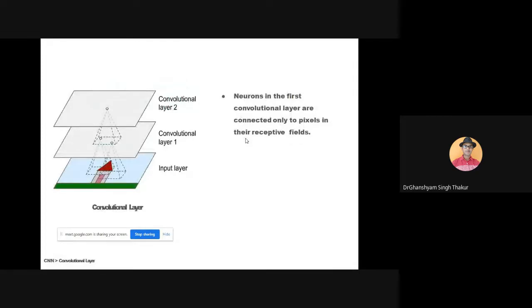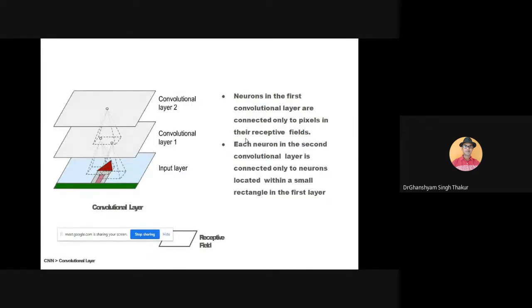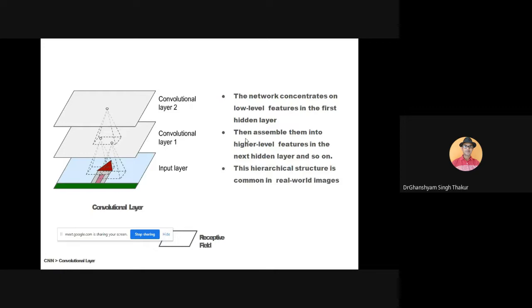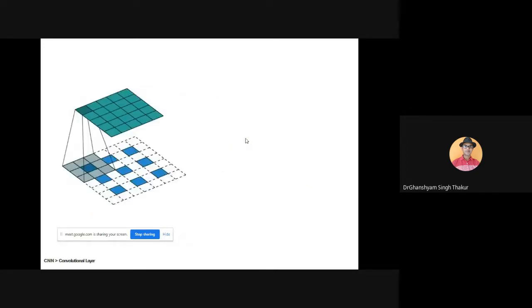So the input layer, convolutional layer 1, and convolutional layer 2. The neurons in the first convolutional layer are connected only to the pixels in their receptive fields, and each neuron in the second convolutional layer is connected to neurons in the first layer, in the next hidden layer, and so on. This hierarchical structure is common in real images. This is the input layer, this is the convolutional layer, and this is the receptive field.